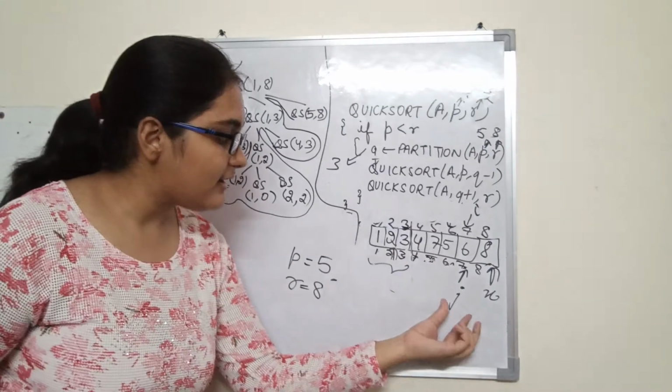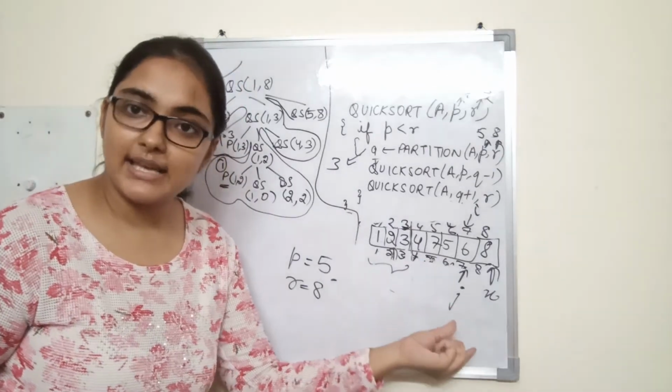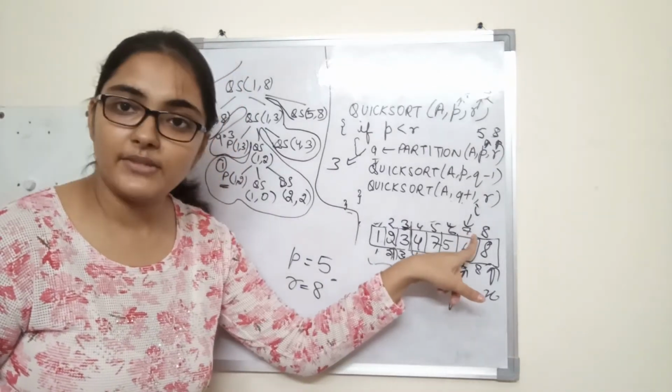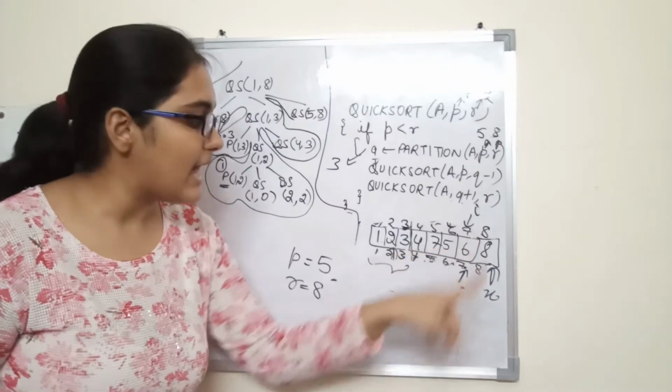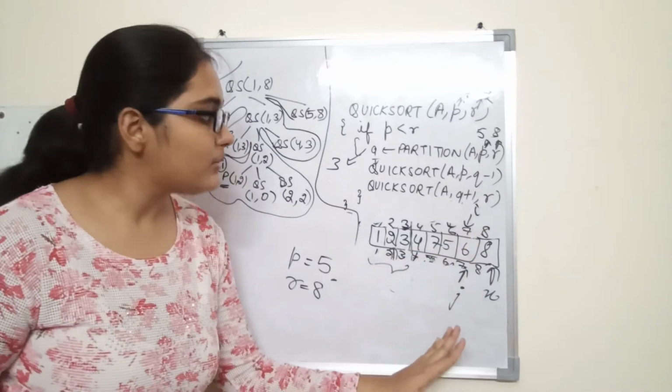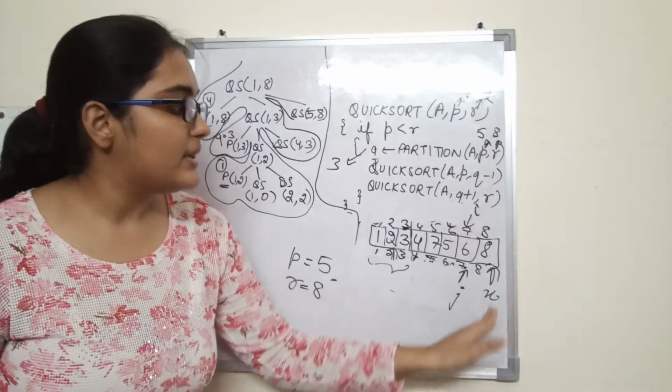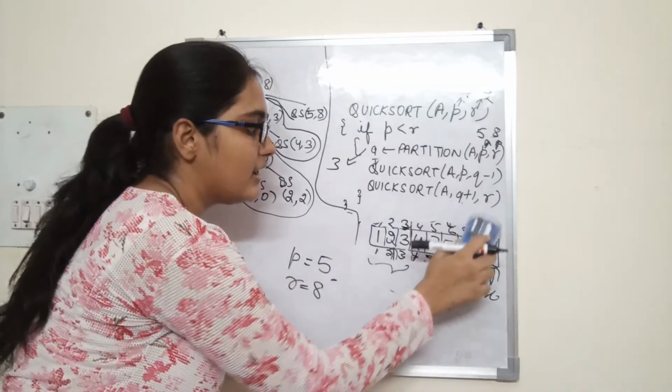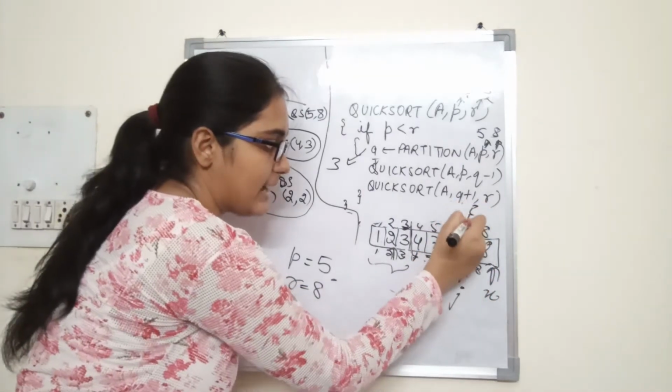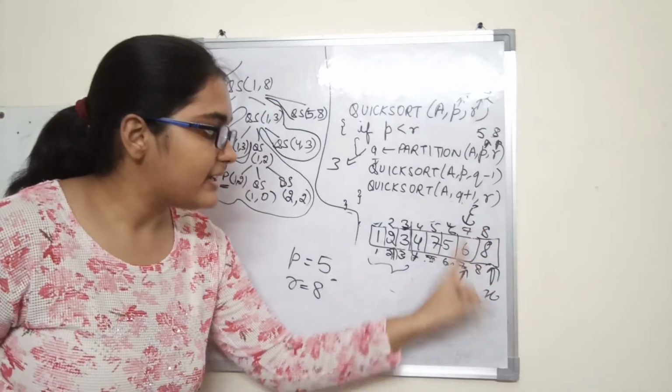Now J had to run till 7 itself. So the value 7 has come. We have reached index 7. So what will happen? J will stop here. Now what will we do? We'll exchange A of I plus 1 with A of R. So I points here, A of I plus 1 and A of R.